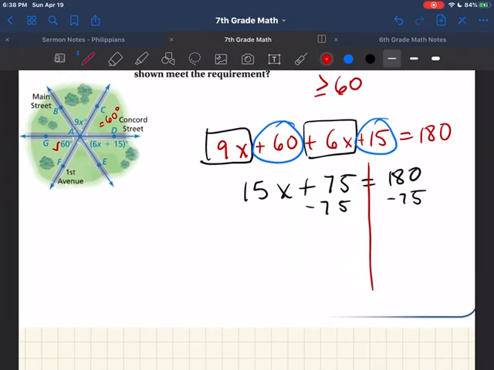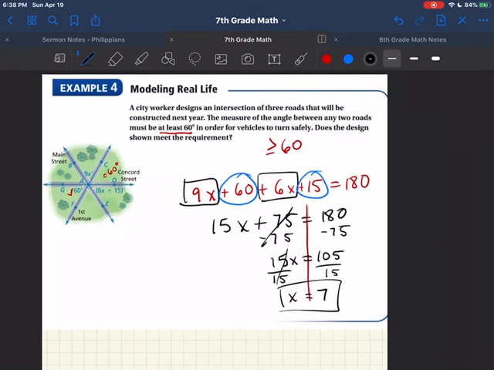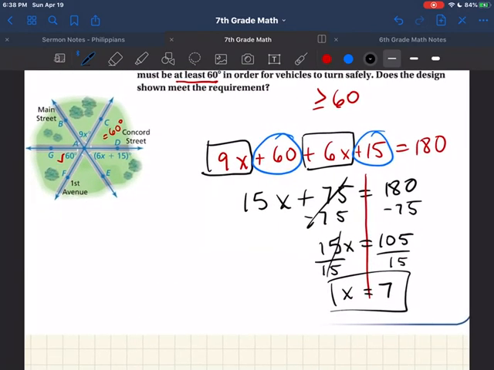Well, let's draw our line. I know some of you line people are going crazy because I didn't. Okay, so those cancel, leaving me with 15x on the left is equal to 105 on the right. Divide both sides by 15. Leaving me with x is equal to 105 divided by 15. I feel like it's 7. So x is 7.